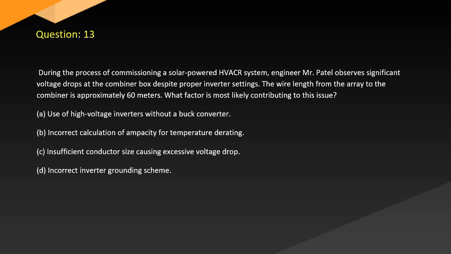A. Use of high-voltage inverters without a buck converter. B. Incorrect calculation of ampacity for temperature derating. C. Insufficient conductor size causing excessive voltage drop. D. Incorrect inverter grounding scheme.